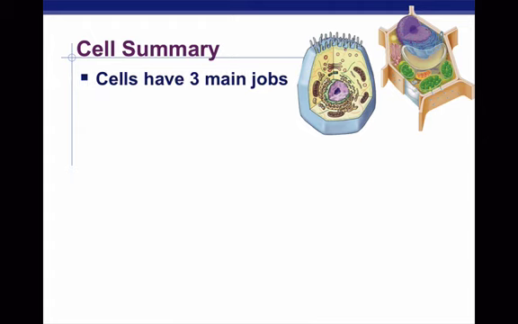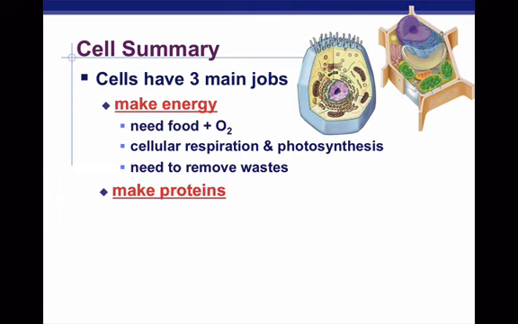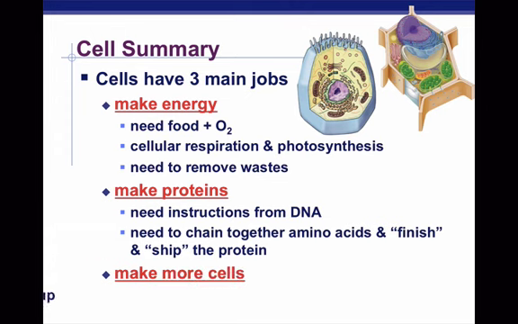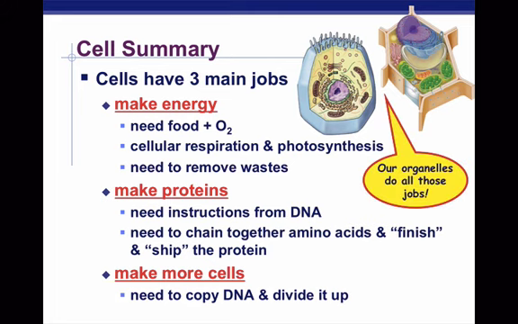And so the cell summary: cells have three main jobs. Make energy, make proteins, and make more cells. So again, to make energy, we need food and oxygen, cellular respiration and photosynthesis, and we need to remove waste. We've got to make proteins, which needs instructions from the DNA, that's our blueprint. We need to chain together amino acids and finish and ship the protein. And to make more cells, we need to copy DNA and divide it up. Our organelles do all those jobs.